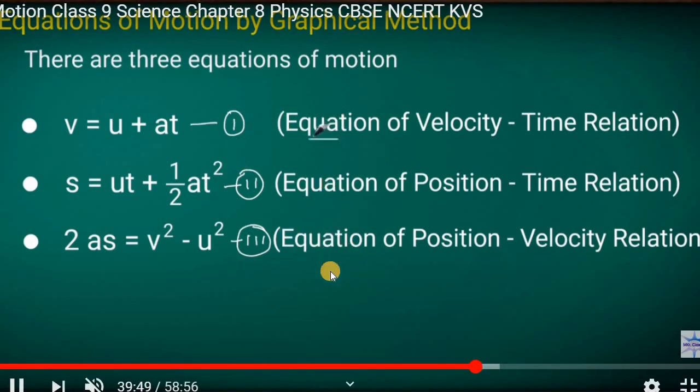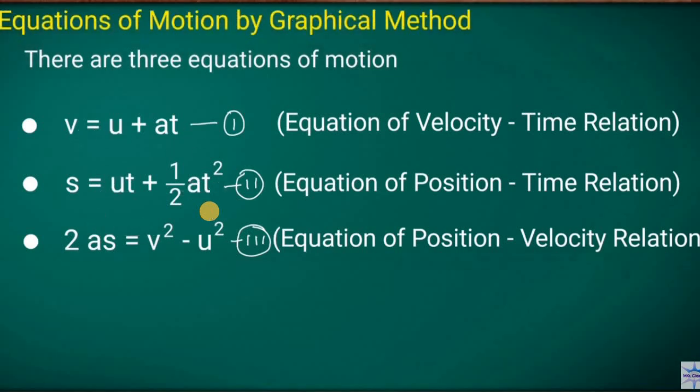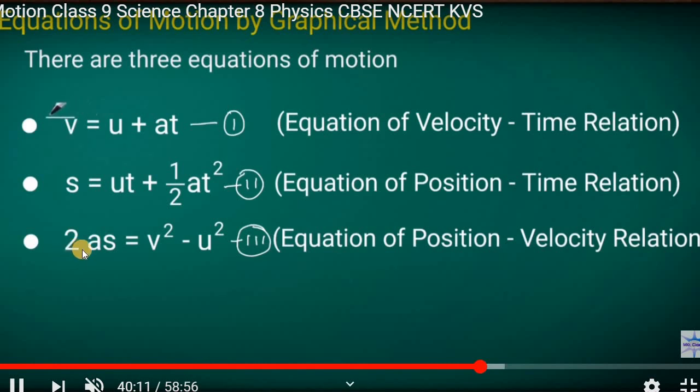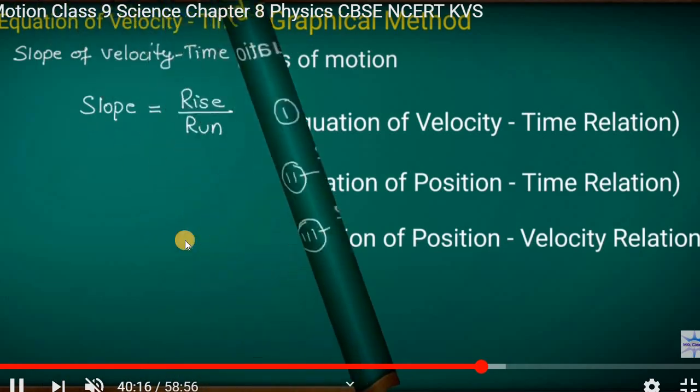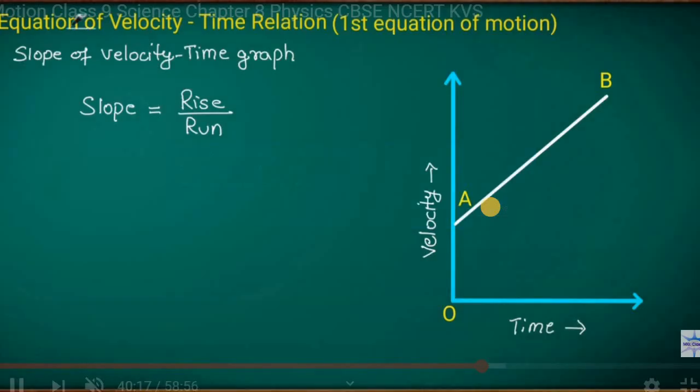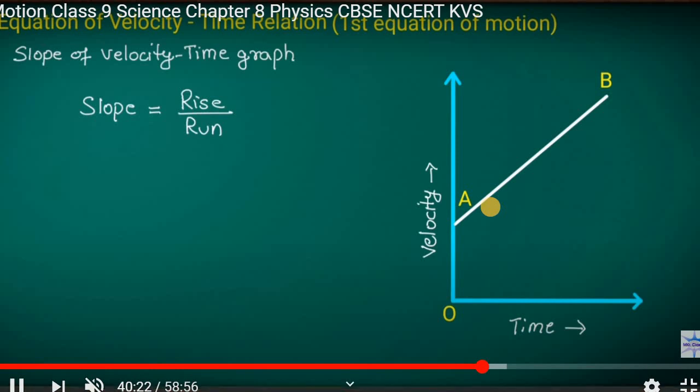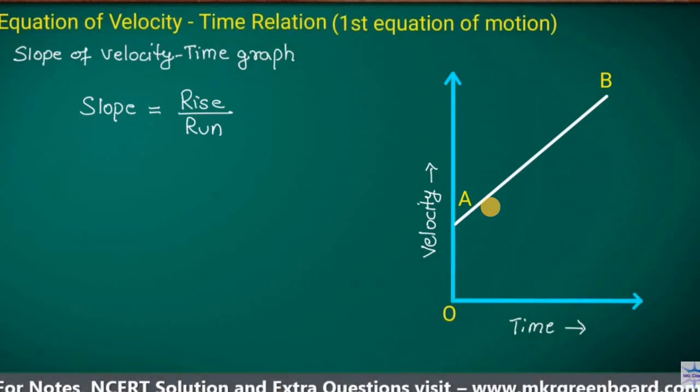You have to remember all these things, because if asked to derive the equation of velocity versus time, then you have to prove this equation. If asked to prove the equation of position versus time relation, then you have to write down S is equal to UT plus 1 half AT square. And if asked for the equation of position versus velocity, then you have to write down 2AS is equal to V square minus U square. Now you may think how this equation came. So let's see how it comes, and we can prove it by the graphical way.